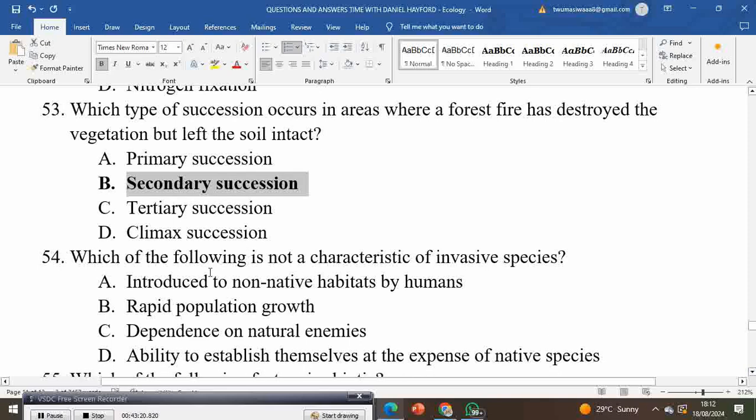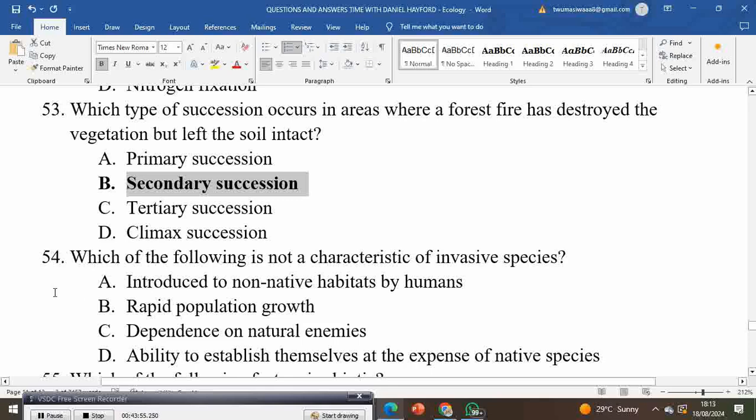Now, 54. Which of the following is not a characteristic of invasive species? A, introduced to non-native habitats by humans. So invasive species are introduced to non-native habitats by humans. B, rapid population growth. C, dependence on natural enemies. And D, ability to establish themselves at the expense of native species.